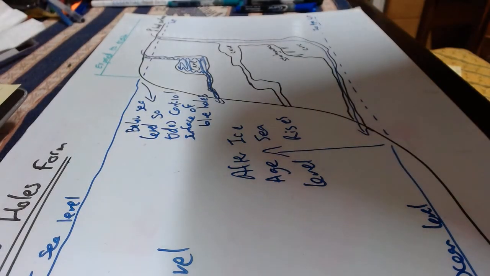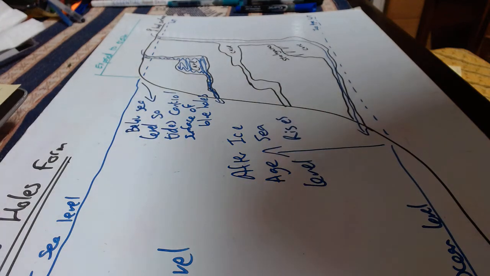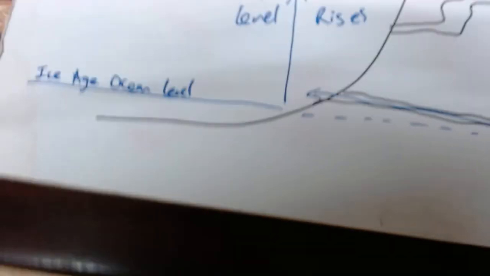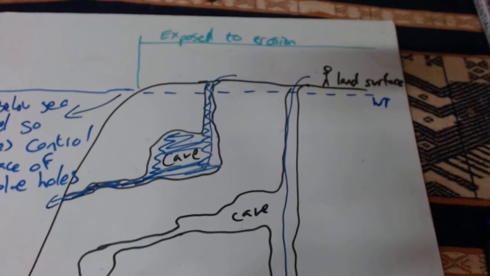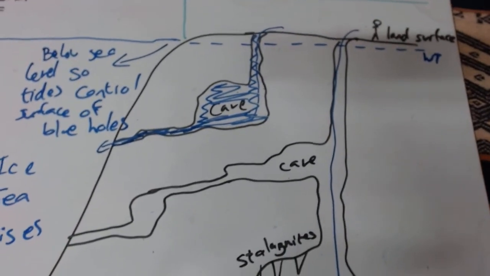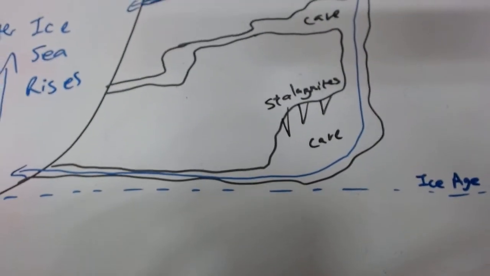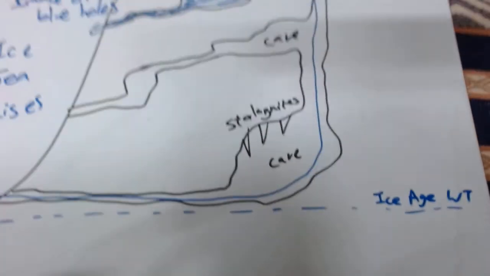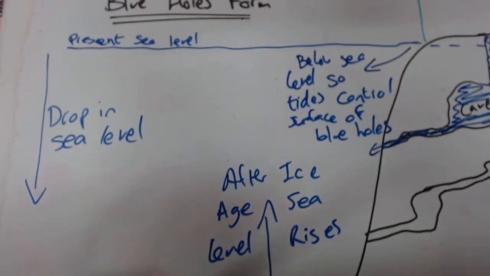Now we don't have enough time to do another one for Dean's Blue Hole. I might add another video if I get a bit of time, or else I'll just send you a little image of a sketch at the start of the next lesson. But I do want you to have a go and try to do something like this. So let me just see if I can get that picture in. So you've got exposed to erosion, land surfaces below sea level, so tide controls surface of blue holes. Ice age, WT stands for water table, and over here.